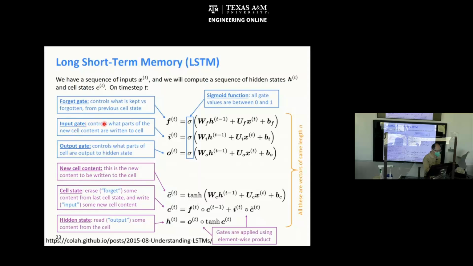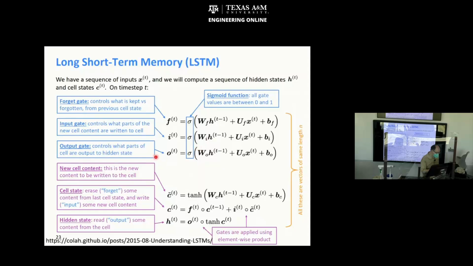The second gate is to write, and to read, excuse me. So we need to decide what parts of the new cell content will be written to the cell. In this case, again, we have H from the previous time point and X of the current time point, now parameterized by different parameters. These gate parameters are WI, UI, and BI, and the output is again fed to a sigmoid function so that the gate states are between 0 and 1.